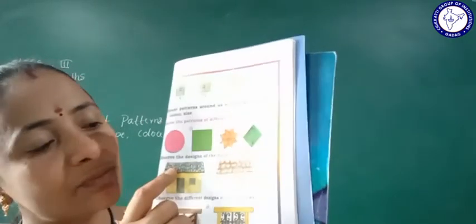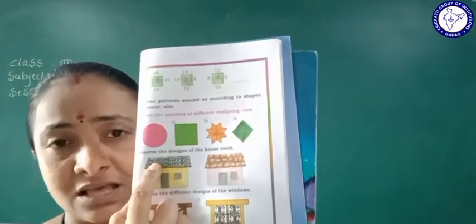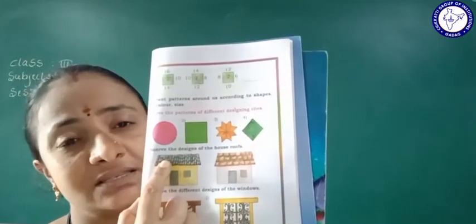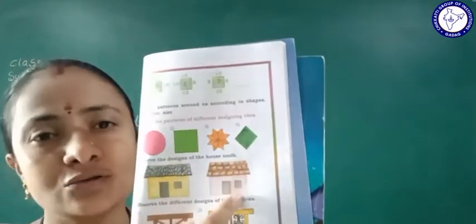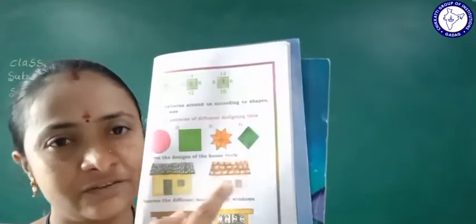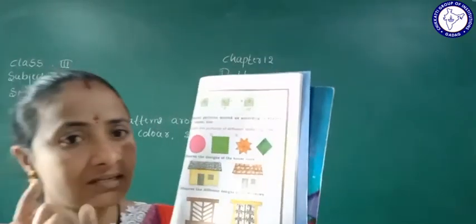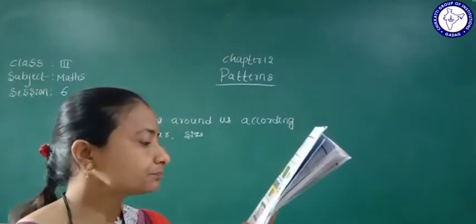Yes, so some of the houses have a terrace. Yes, that is made up of cement. So here see, these roofs are different, but both are houses only, but the roofs are different. Yes, the designs of the roofs are different.